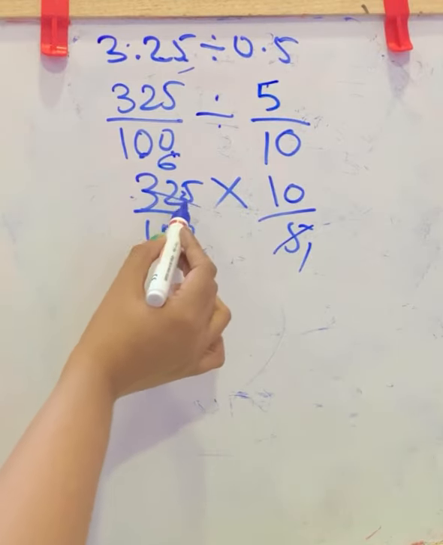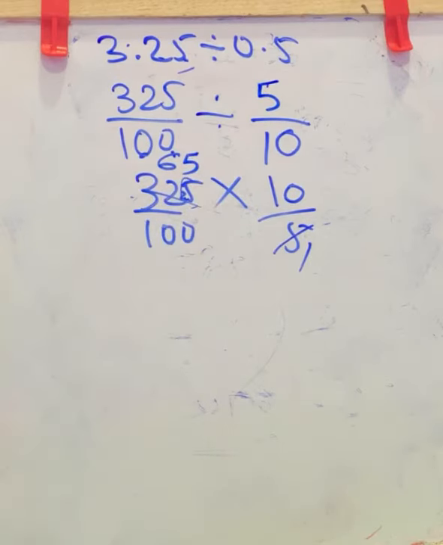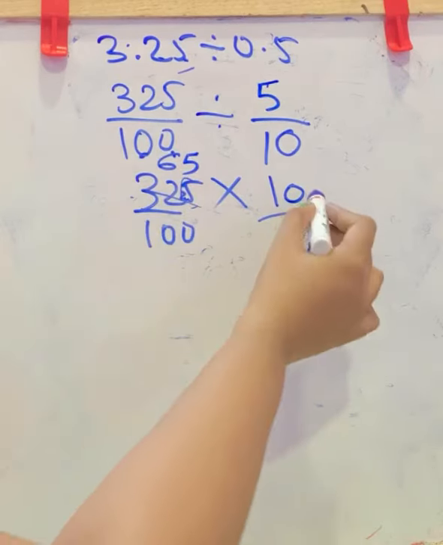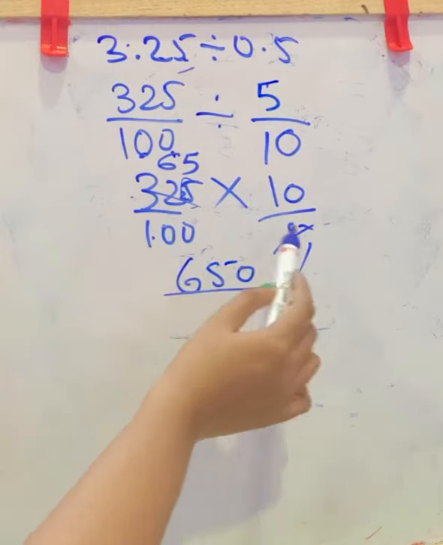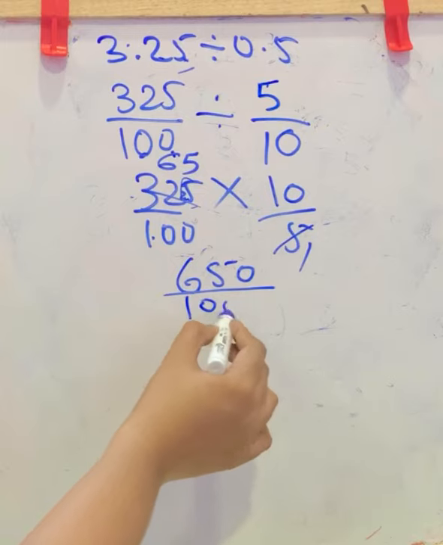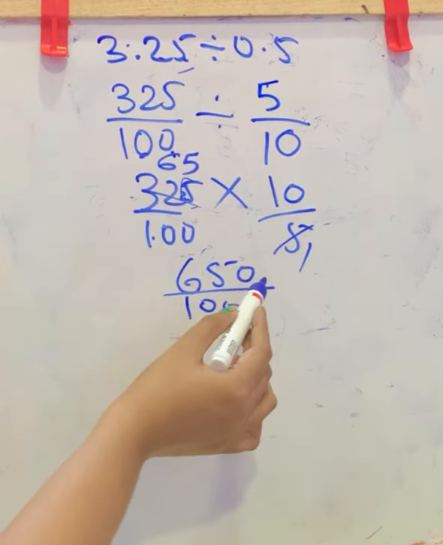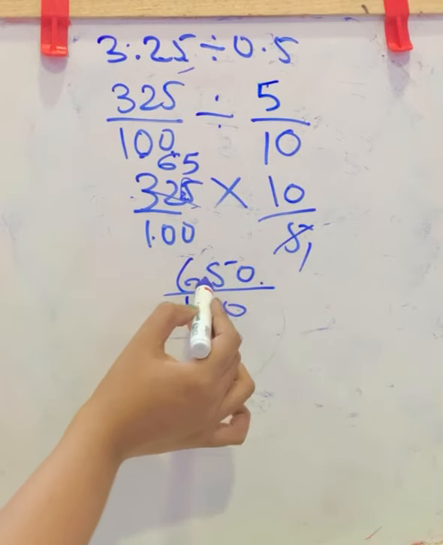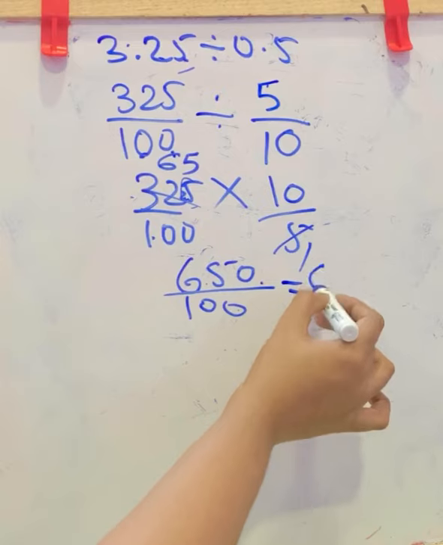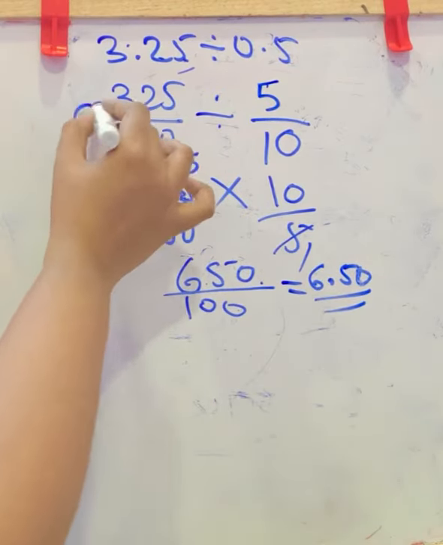Balance is 2. This becomes 25. In 25, 5 5s are 25. Now 65 into 10 in numerator, that is 650 by 100 into 1 in denominator, so 100. Now 650 by 100, division by 100. Actually the decimal is hidden here. So 2 places to the left side, it reaches here. The answer is 6.50. This is the first method.